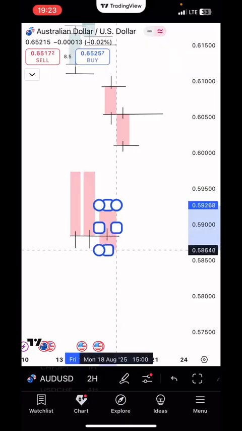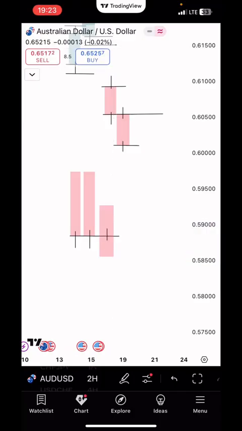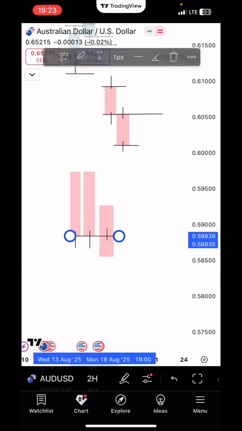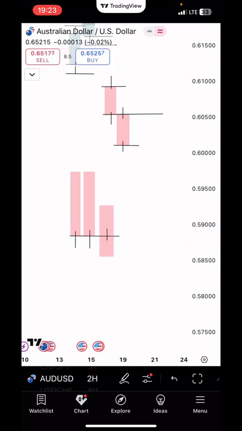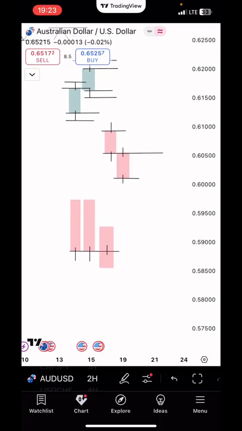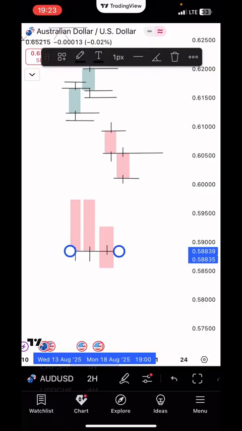So this is what we're expecting. But if the market eventually breaks it like this, invalidates it and closes below it instead of above it, then this key level has been invalidated. As easy as that. You understand? As easy as that.